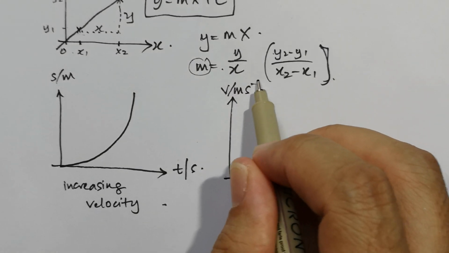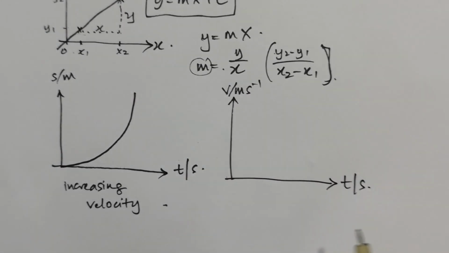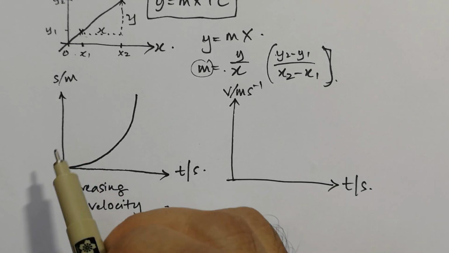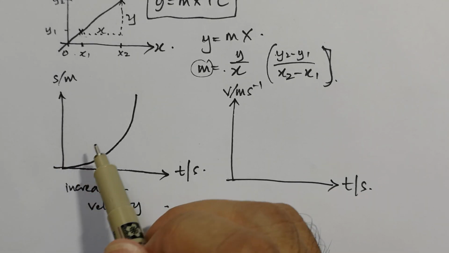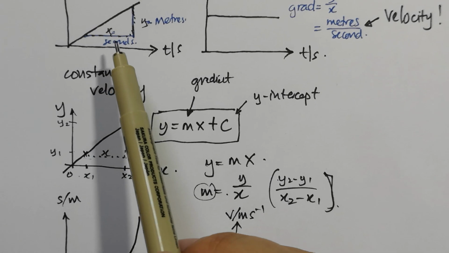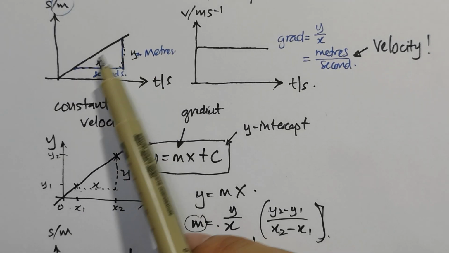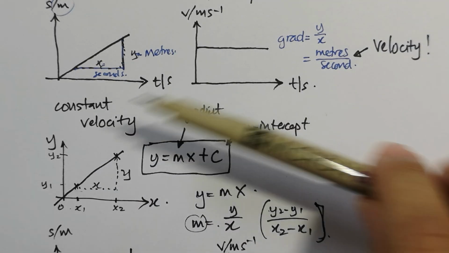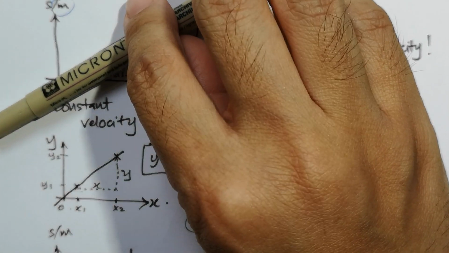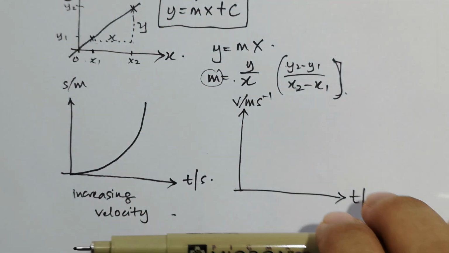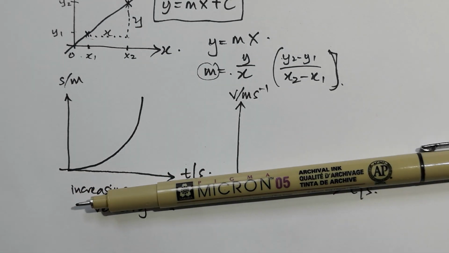So let's look at the mathematical approach, okay? The gradient, now this is not the same gradient, it's not a constant gradient anymore. The steepness, the gradient changes. Over here it is constant, it's not changing. But over here, you can see that it's changing.